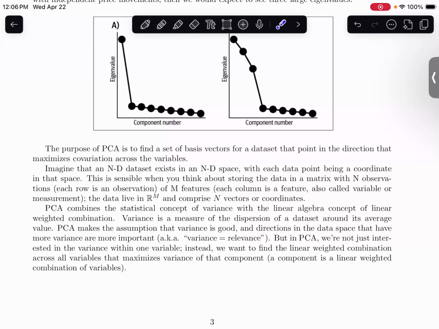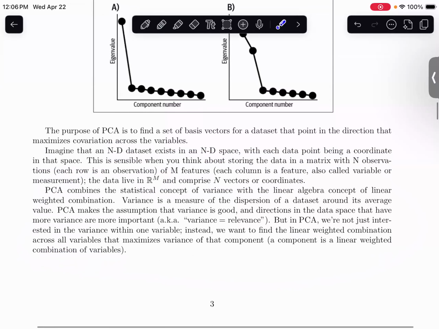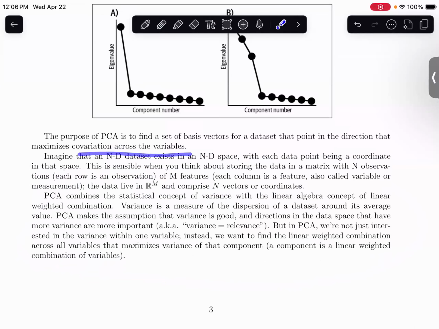So we're going to imagine that we have an n-dimensional data set existing in an n-dimensional space with each data point being a coordinate in that space. This is just setting terminology and notation. So it's sensible when you think about storing data in a matrix where you have n observations and m features. So the data is going to live in R^m and comprise n vectors or coordinates. This next paragraph I kind of said out loud already. So PCA is about maximizing the amount of variance that you have across the variables.